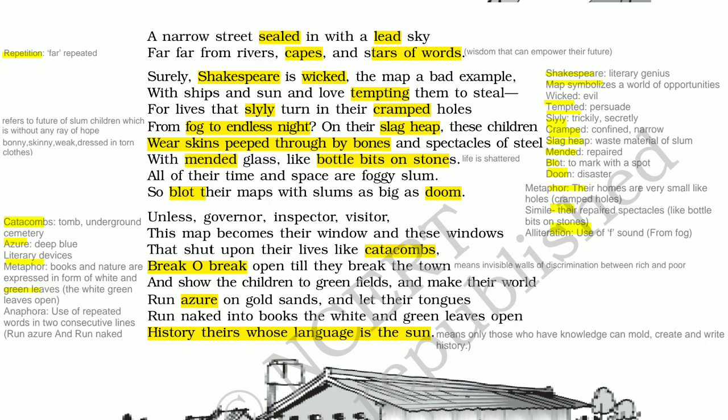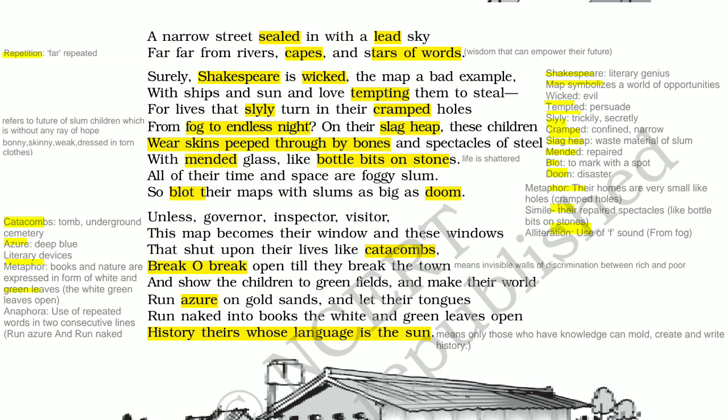Then it says, spectacles of steel with mended glass like bottle bits on stones. So these children wear discarded spectacles that have been coarsely mended. Mended means they have been repaired. The glasses of their spectacles look like pieces of broken bottles lying scattered on stones. Wearing spectacles of steel, steel is heavy. So they are wearing spectacles with a heavy steel frame, with mended glass, with repaired glass. And how does that repaired glass look? It looks like bottle bits on stones. When you break a bottle and see how its pieces scatter, in the same way their spectacles were looking.